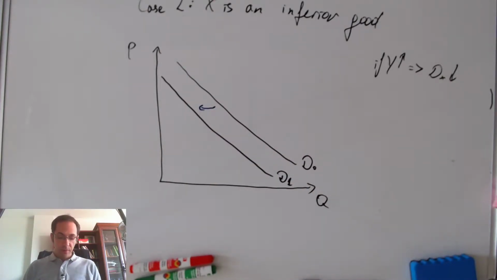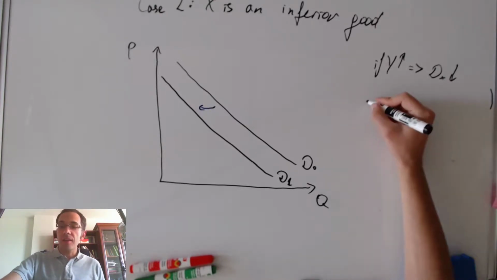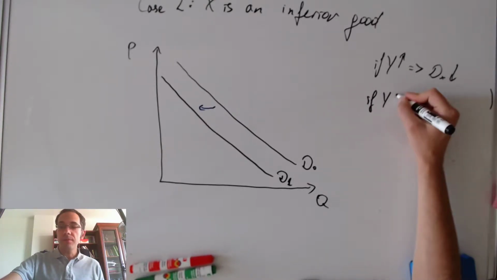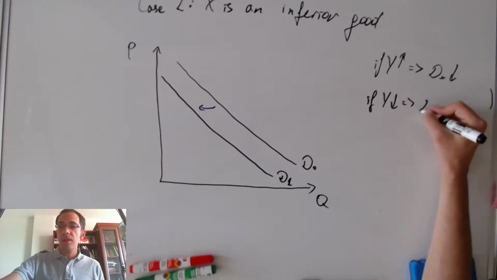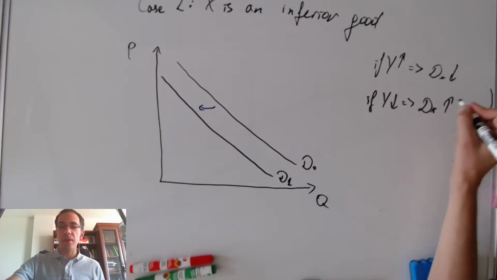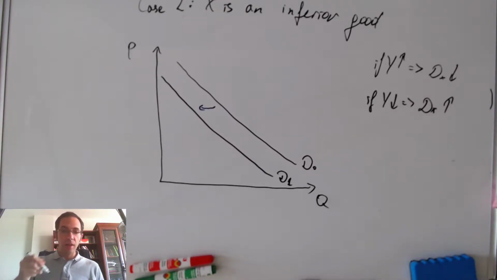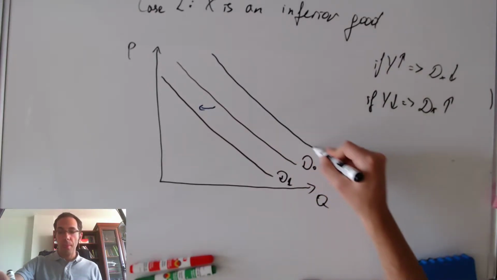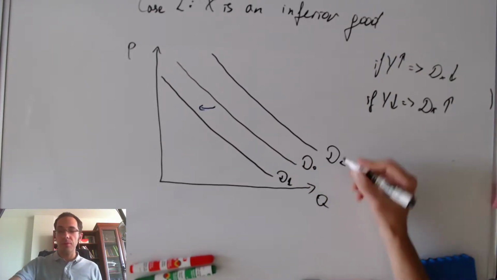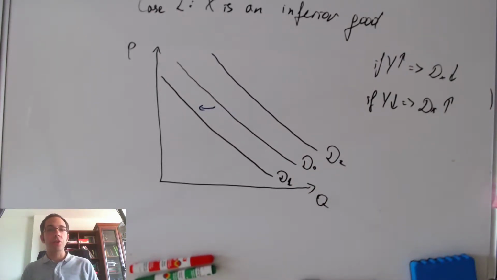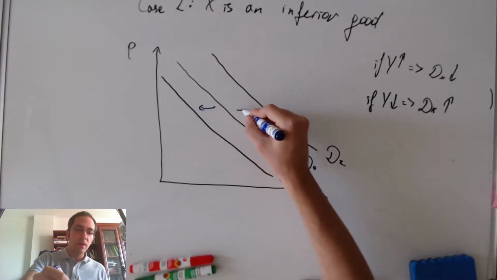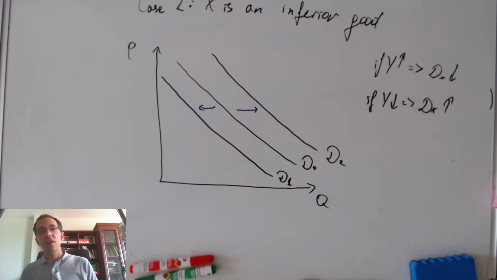If Y falls down, then we can expect demand for X to increase. And we're going to move to D2. We have a rightward shift in the demand curve. Now, why is this important?